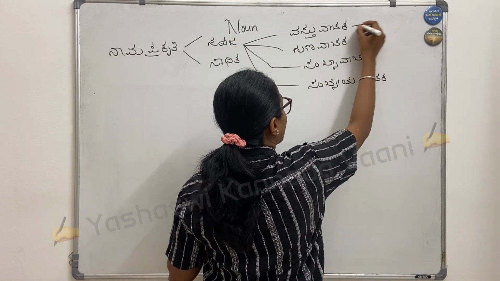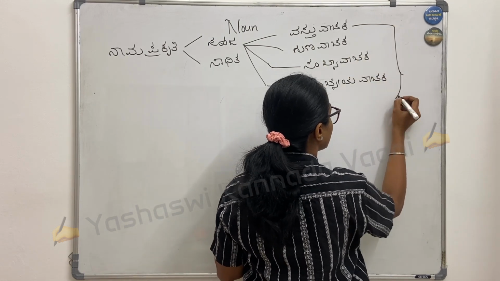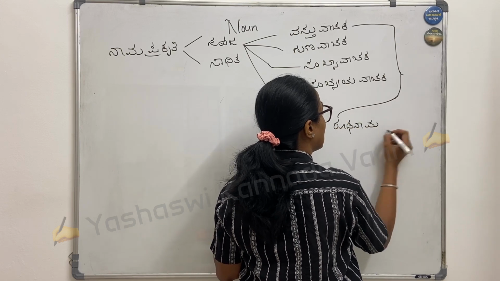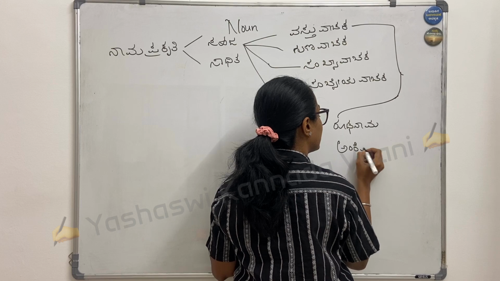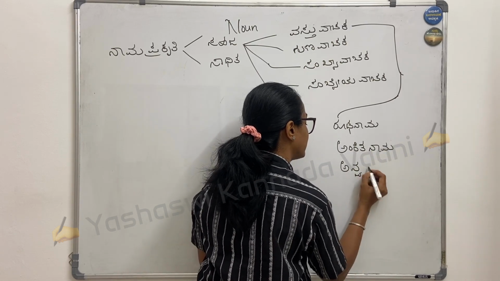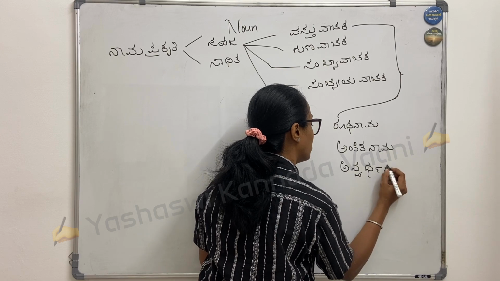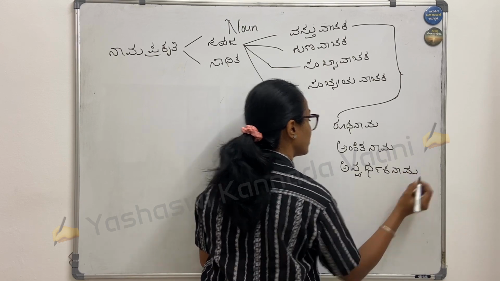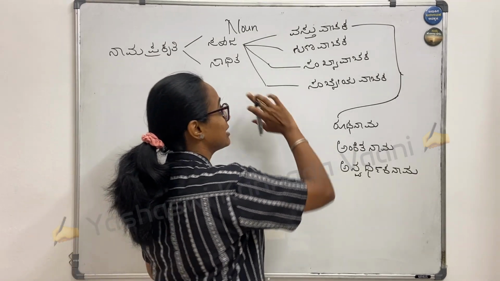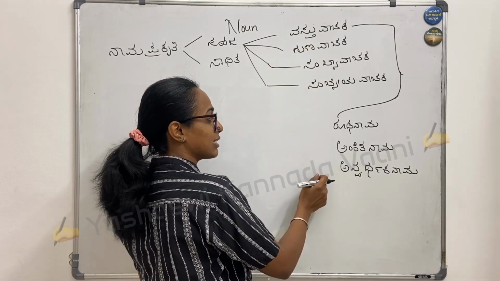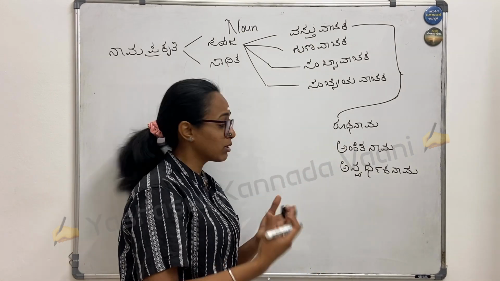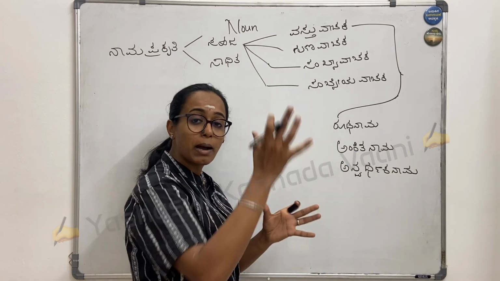And the first one again has three types. One is Rudhanama. The second one is Ankitanama. The third one is Anvarthakanama. I hope you are clear with these concepts, which are very, very important. I'll just quickly revise Vastuvachaka, these three types. Rudhanama is a routine name, a very common name. This is used for communication purposes. And Ankitanama is used based on the appearance.